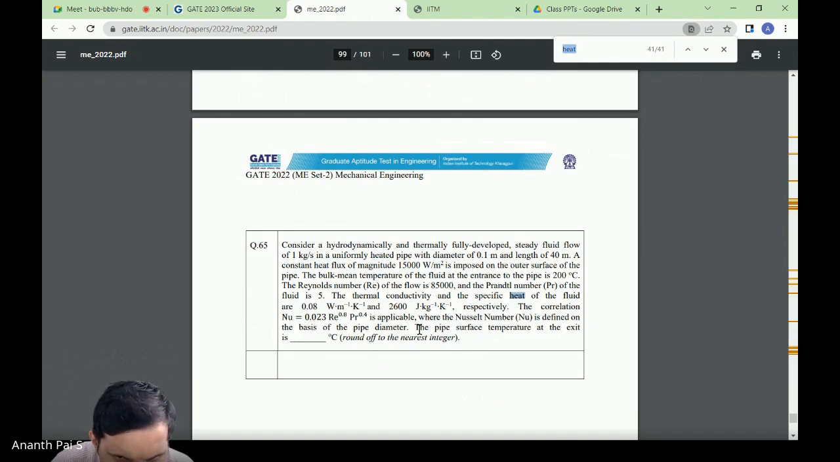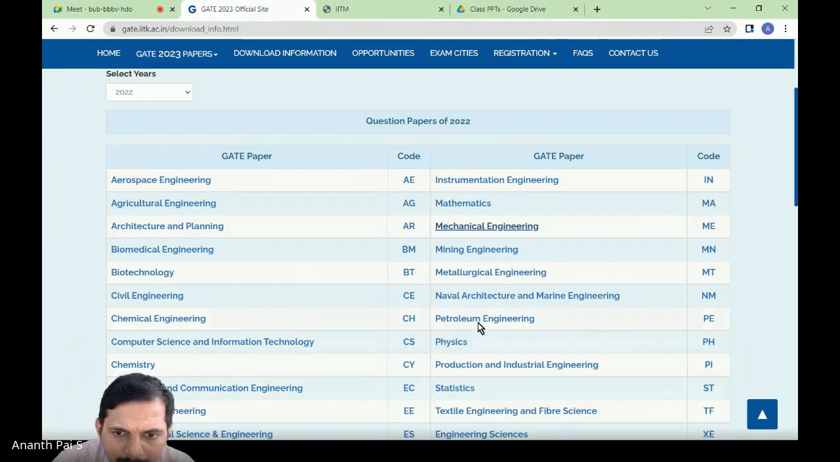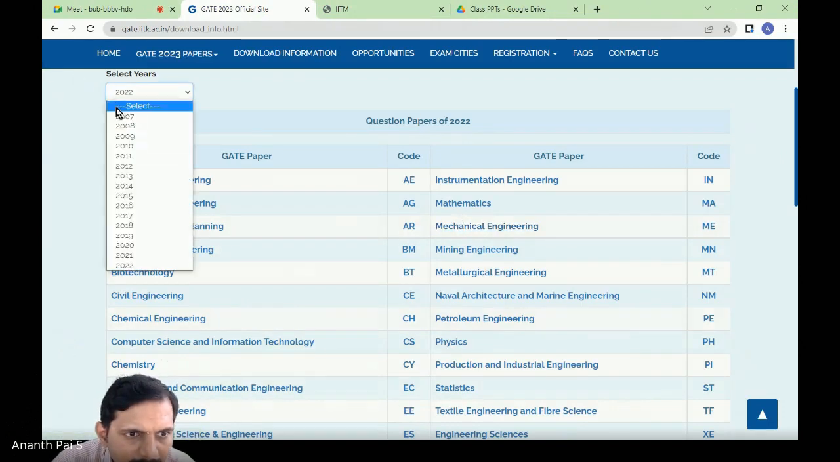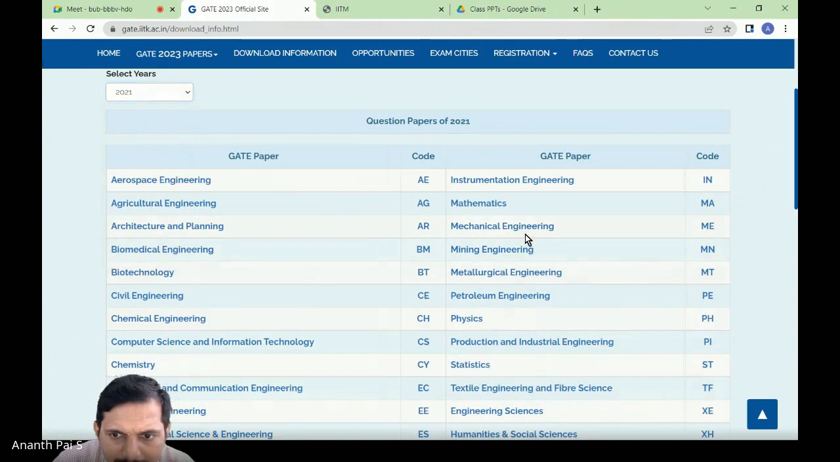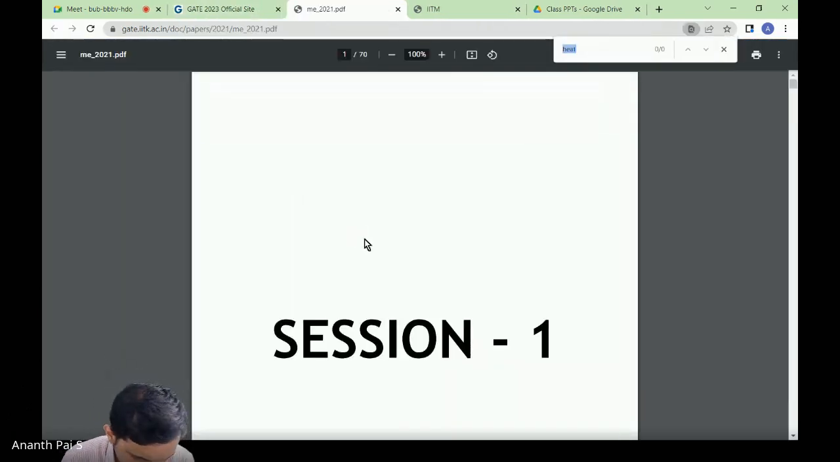This is all related to this one only, but not important now. It's in convection. A lot of questions have come in 2022. Let us look at 2021 now. It's very important to see all the things again and again. Okay. So we will see GATE 2021. 2021 mechanical engineering, control F and heat.